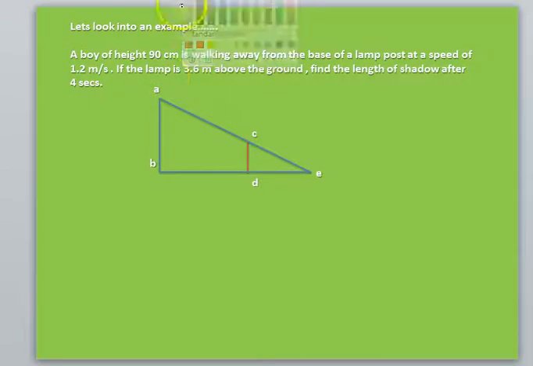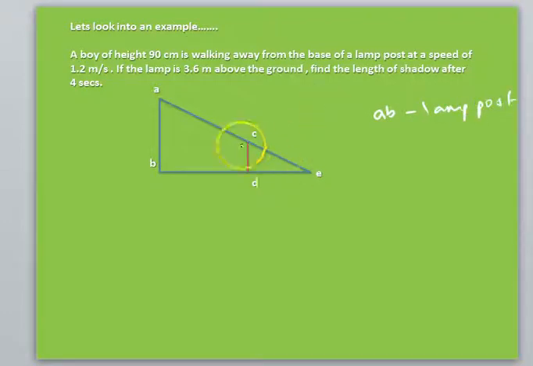A boy of height 90 centimeters is walking away from the base of a lamp post at a speed of 1.2 meters per second. If the lamp is 3.6 meters above the ground, find the length of the shadow after 4 seconds. Let AB be my lamp post and CD be the boy after 4 seconds.